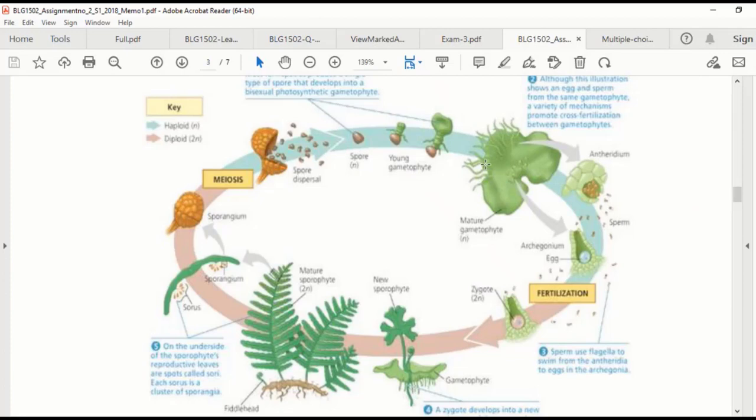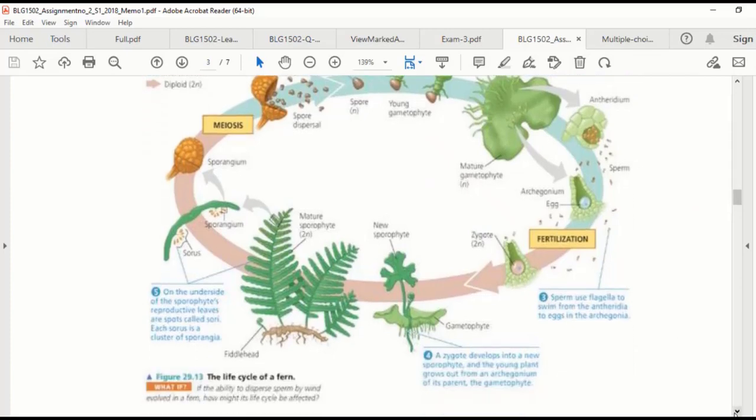Any questions? I see that in most questions, especially one-word questions, in the description or definition of terminology, these come back a lot: the double fertilization, the cross-fertilization, the flagella, the zygote, the antheridium, the sporangium. They somehow keep appearing. No questions with regard to this life cycle of a fern?